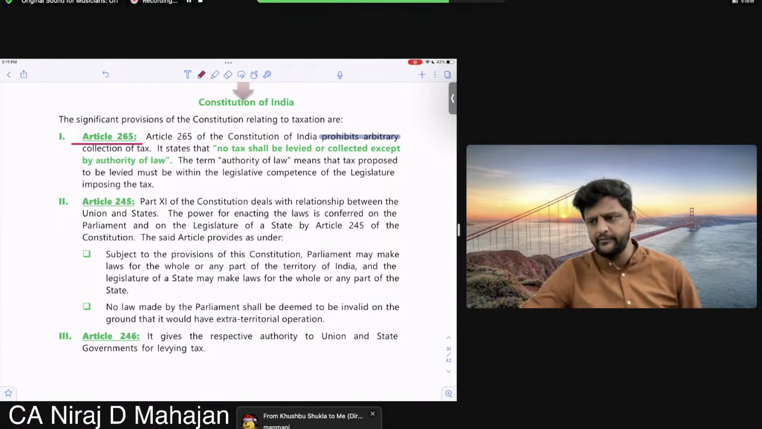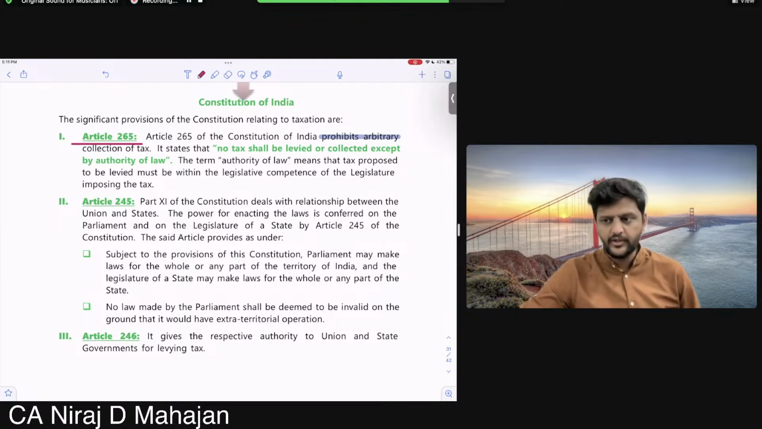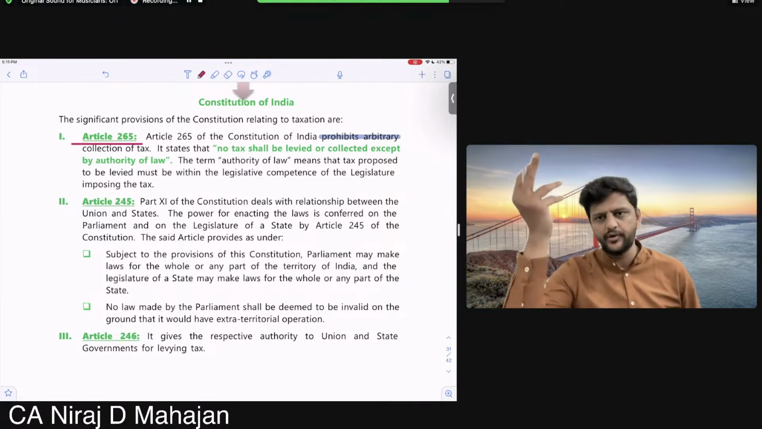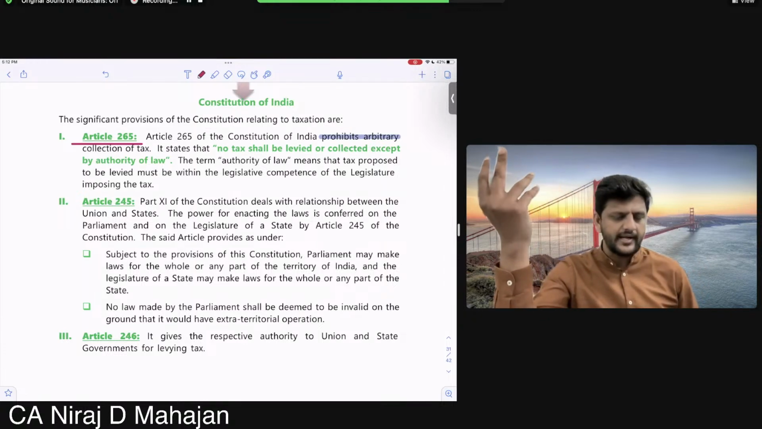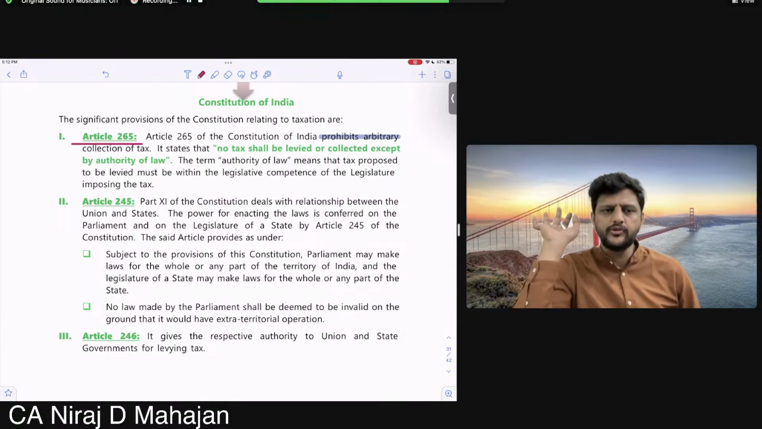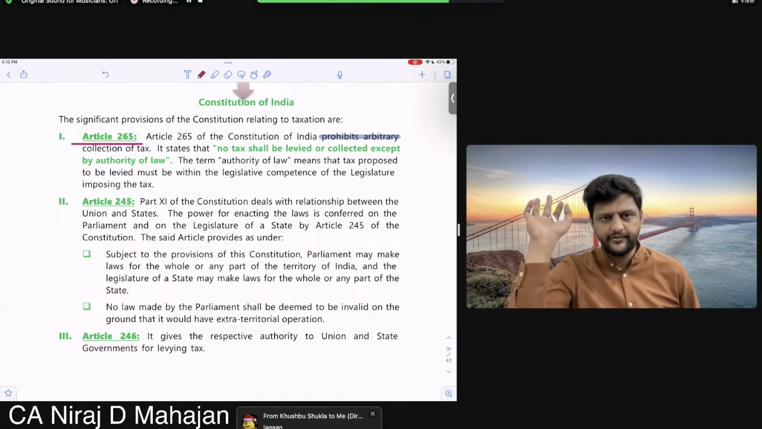Because what used to happen even in British India, the areas were ruled by princely states. Whatever that king or kingdom used to pass an order, anybody in the court passing an order and increasing or decreasing taxes, that is not allowed. Children, now it is clear cut given under Article 265.